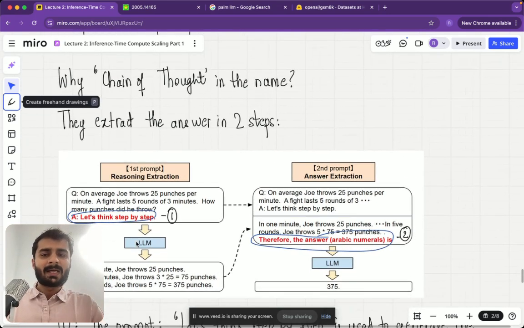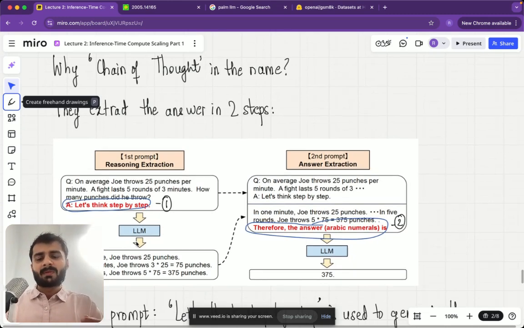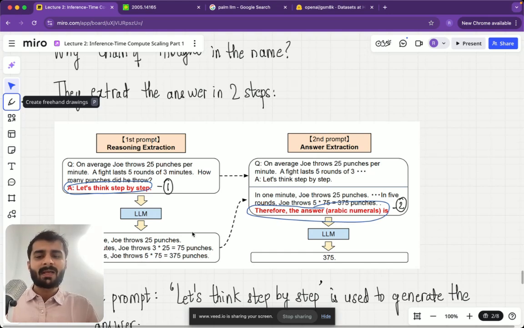Now, what is mentioned in the paper is that they are prompting the LLM twice in this example. The first prompt is where they ask, let's think step by step, which we looked at before. Then we get an answer from the LLM. Then that answer is passed back to the LLM. And then we also give another prompt which says, therefore, the answer is. So here, what will be the final answer? The final answer will be this, which is the first answer provided by the LLM. And then after that, therefore, the answer is 375. So they extract the answer in two steps.